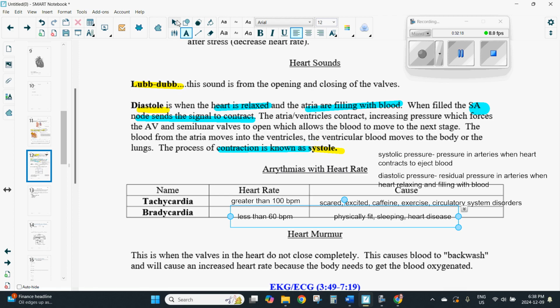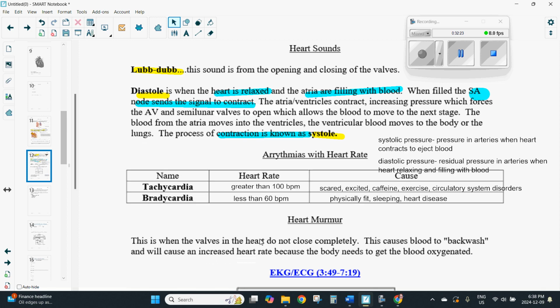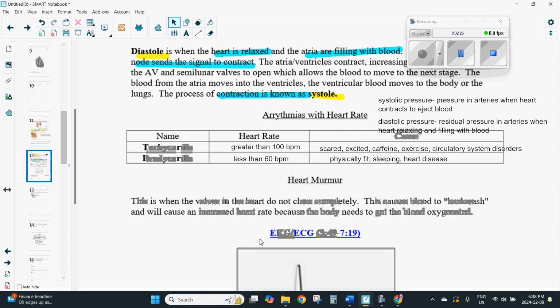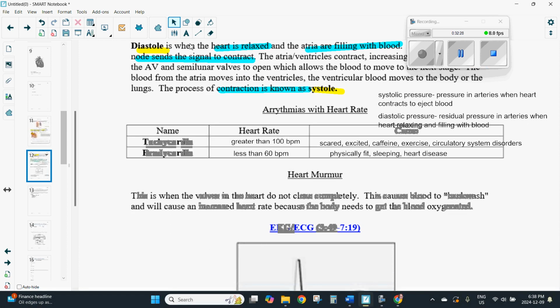Moving on, heart murmurs. I've already talked about heart murmurs, I just didn't call them that. A heart murmur is when the valves in the heart do not close completely. You would have done research on this in the last class. They do not close completely, which means you're going to have some backflow, or here I call it backwash. Blood from your ventricles goes back into your atrium, which means your heart is not pumping efficiently.